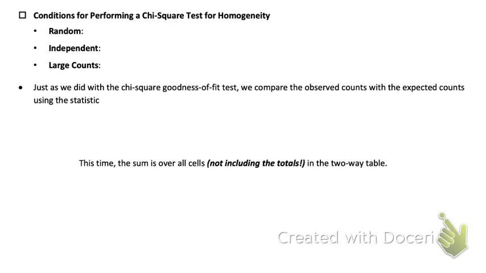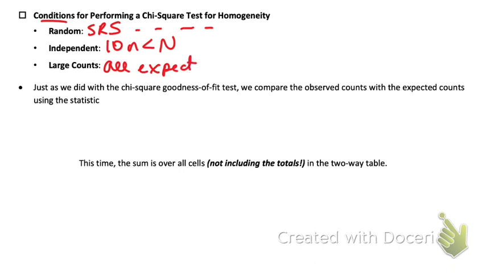All right, conditions. What do you think the 3 conditions are that you're going to use? Random, independent, large count. Why are we not using normal? Because it's not a normal distribution. What's not a normal distribution? Chi-squared. Chi-squared is not a normal distribution. Random. We have an SRS, independent, 10 times, okay, all right. Large count. All expected counts are greater than or equal to 5. We have to verify that all the expected counts are greater than or equal to 5.